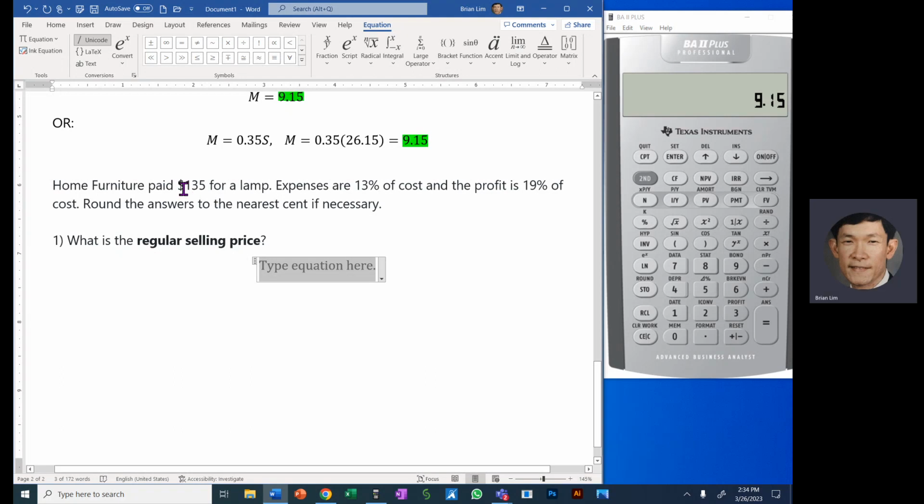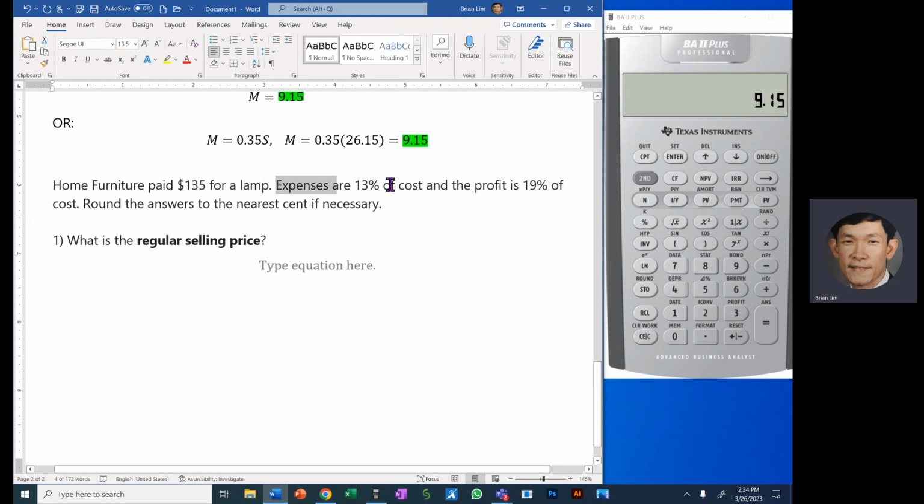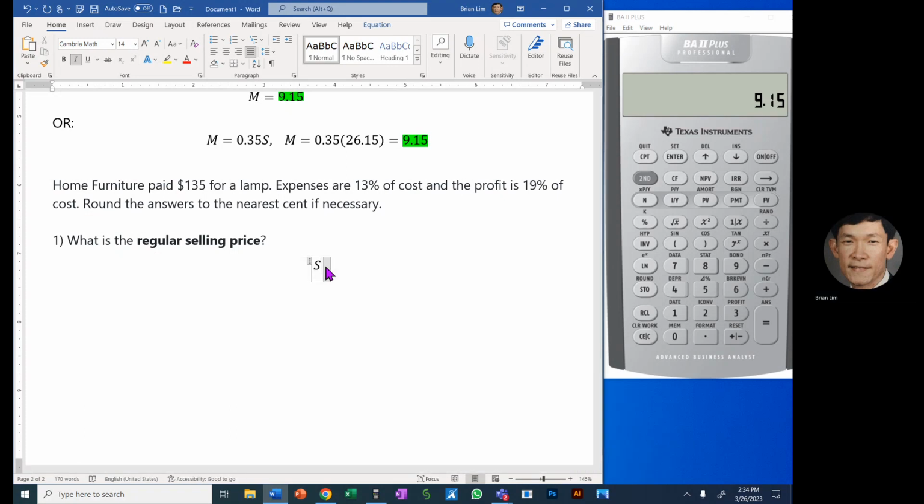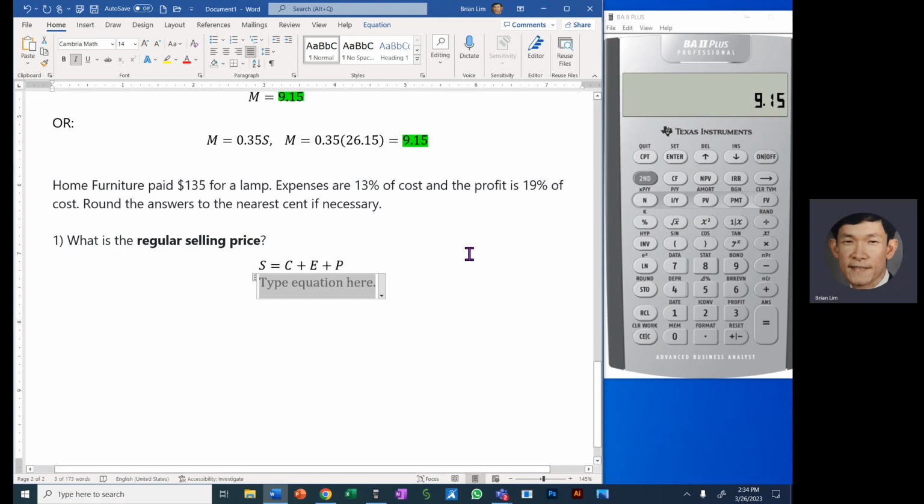So what do we have? Well, we have the cost right here, and we have the expenses is based on cost, and the profit is also based on cost, right? So let's go. So we have the selling price will be equal to the cost plus the expenses. We have both expenses and we have profit this time. So what do we know? Well, we know the cost of the lamp is $135. The expenses is equal to 13% of cost, or 0.13 times 135. All right, so that's where I'm getting it from.